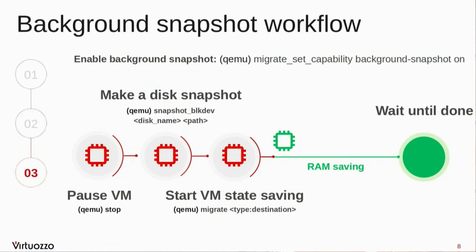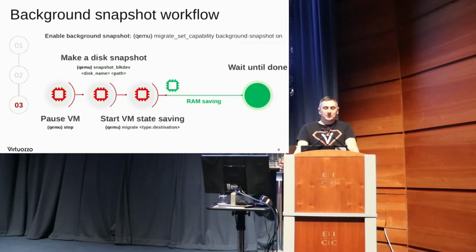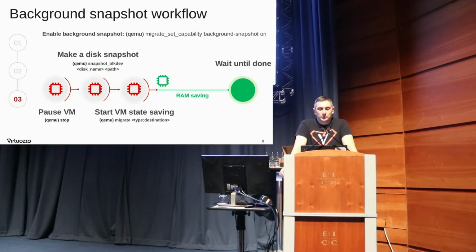Here is how our background snapshot is seen by the user, and what you need to do to use it. Actually, you just need to make a migration with the corresponding capability set. You save the capability, pause your VM, make a disk snapshot, which is fast, then start the migration thread. The migration thread collects all the device states except memory. It saves them in the destination, and then it starts writing the memory. And while it's writing the memory, vCPUs are already running. They are not blocked anymore.